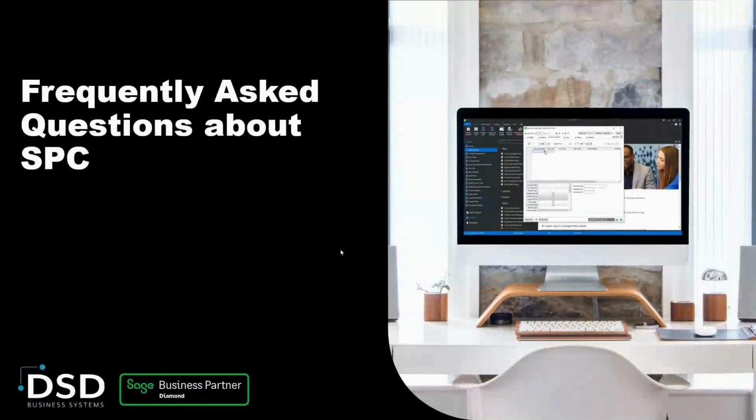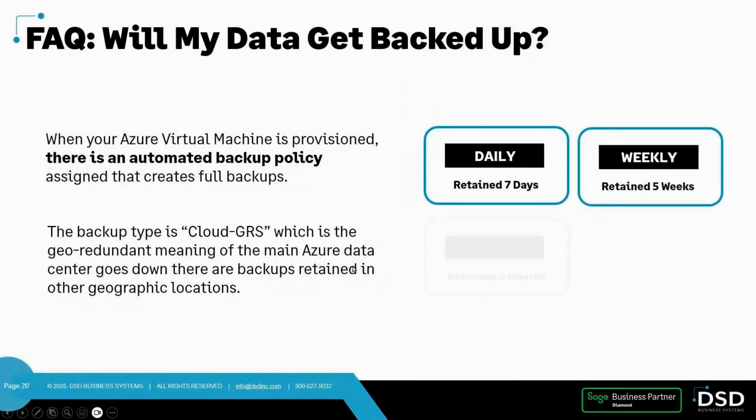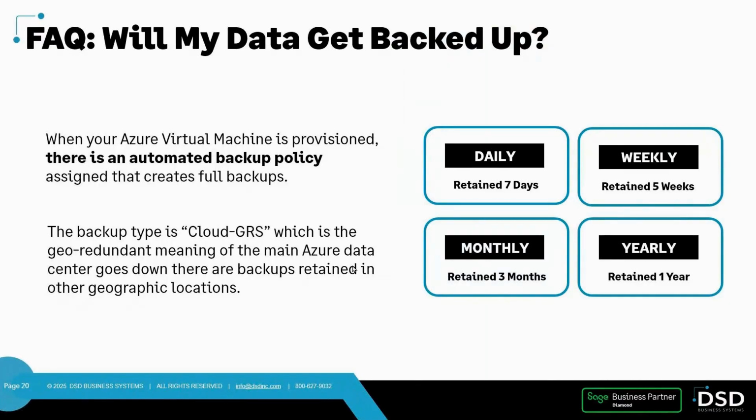So, some questions that we commonly get asked about SPC. One, will data get backed up? Well, with our Sage 100 Partner Cloud we run the Azure backup system, an automated backup that runs every night around midnight or so in your time zone, and we save 7 days' worth. Every night it backs up, and it also saves those weekly. At the end of each week, it saves each week for 5 weeks, and then each month it saves 3 months' worth, and then we have an annual backup that's saved.